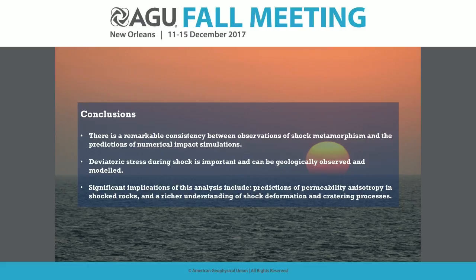Okay, so we haven't got time for questions, but we do have a poster presentation later, so we might be able to ask questions during that point to Auriol. I'll go, yeah. So the next talk's by David Kring. He's going to be talking about the hydrothermal system at the crater.